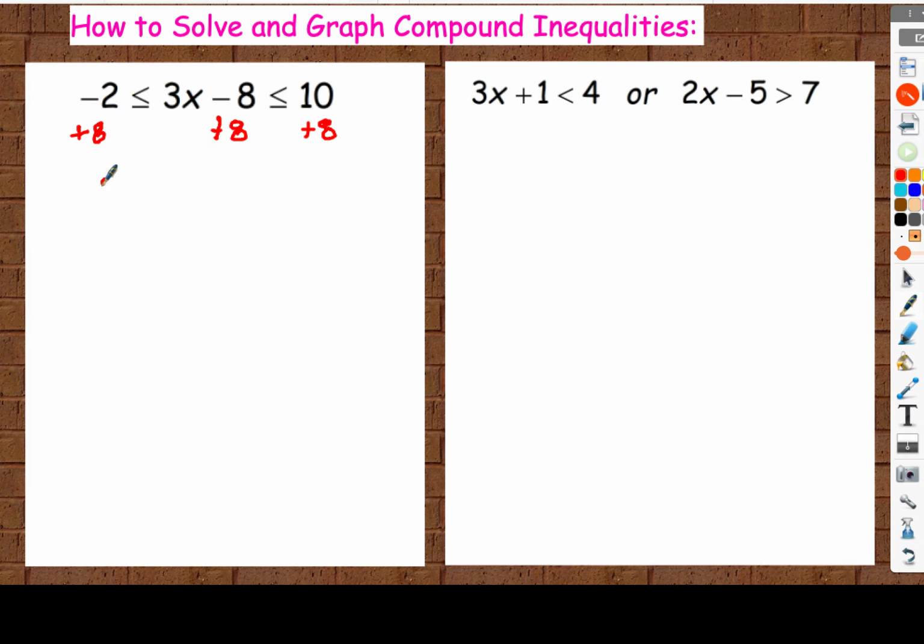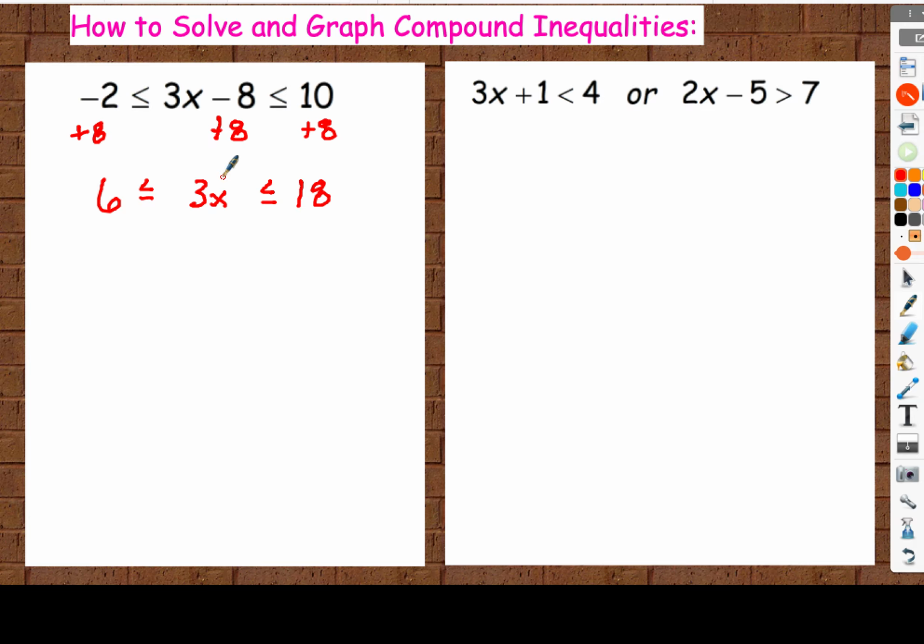-2 plus 8 is 6. Still less than or equal to, right? Kind of like an equal sign, it's still there. 3x minus 8 plus 8 just became 3x. Still less than or equal to. And 10 plus 8 is 18. I still have a compound inequality, right? I haven't lost any of the parts here. And again, my goal is to get the x by itself. I'm not that worried about what's happening on the left or what's happening on the right. Those are just numbers. I'm trying to get x by itself.